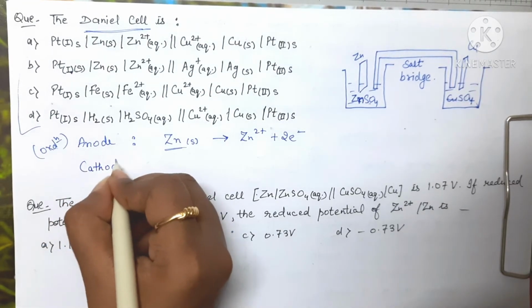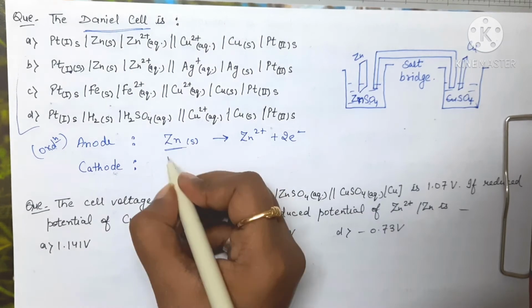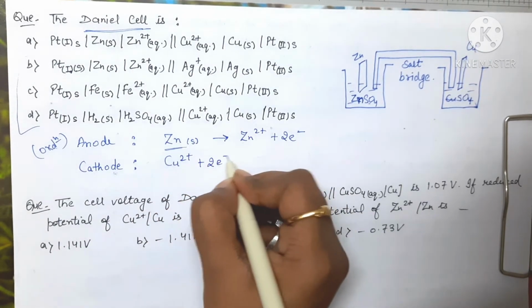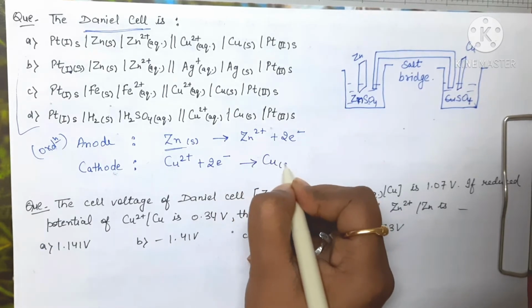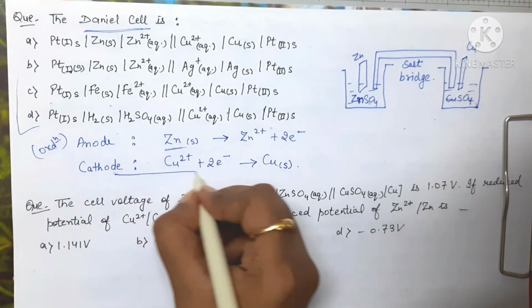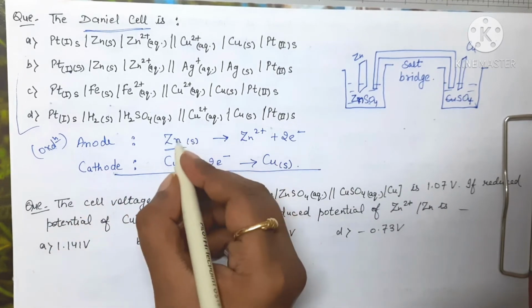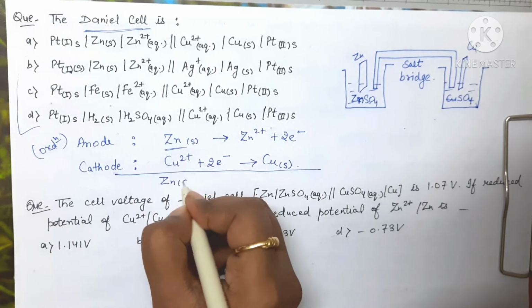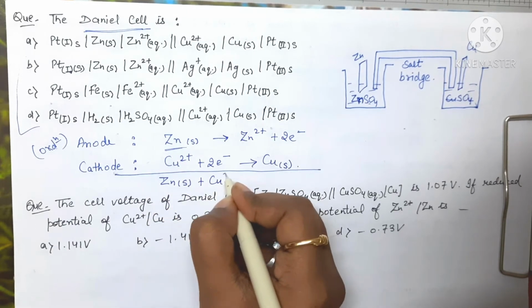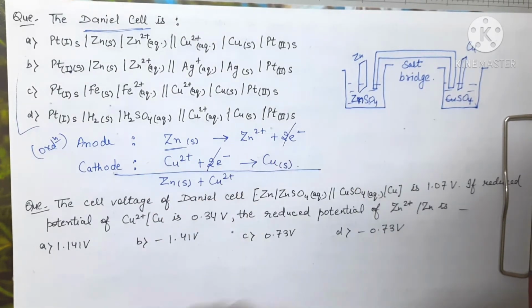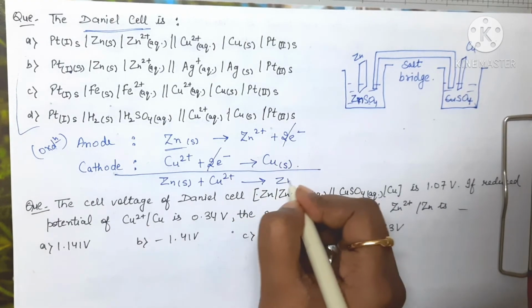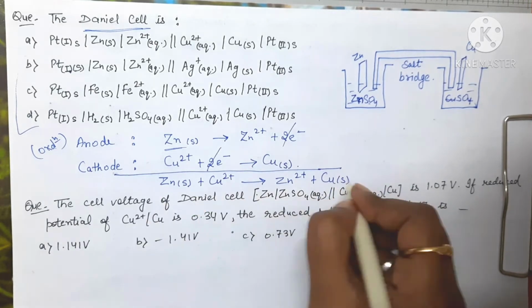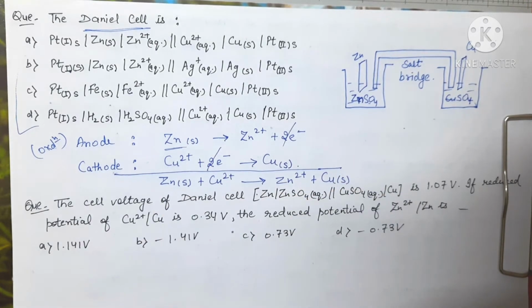So if we talk about the cathode half cell, then Cu2+ ions will be taking up the 2 electrons and giving copper solid. So if we talk about the full cell reaction, then if we join these two equations, we will get Zn solid plus Cu2+. These two electrons will be cancelled out, giving us Zn2+ plus Cu solid. So this is the full cell Daniell reaction.